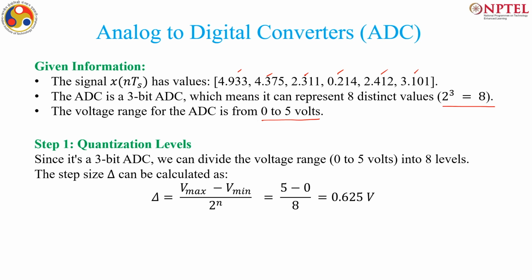So, in the quantization we have to divide the range. So, what should be the range? The range is V max minus V min, which means this 0 to 5, divided by 2 power n. N here is the number of bits, which is 3. So, 2 power 3 is 8, and this is the value. This can be also called the resolution of quantization or the step size.